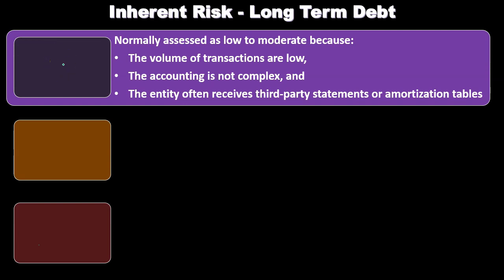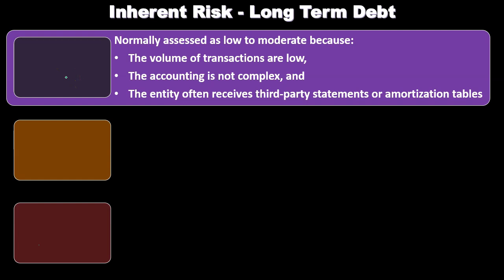The accounting is not complex, so the accounting for normally long-term debt is fairly straightforward. Most loan structures and bond type structures, although they can be a little bit confusing given the interest and the time value of money calculations, are usually put together in a fairly straightforward way. However, there could be exceptions. They could be formatted in complex ways in certain circumstances if someone chose to do so. So in that case, there might be higher inherent risk.